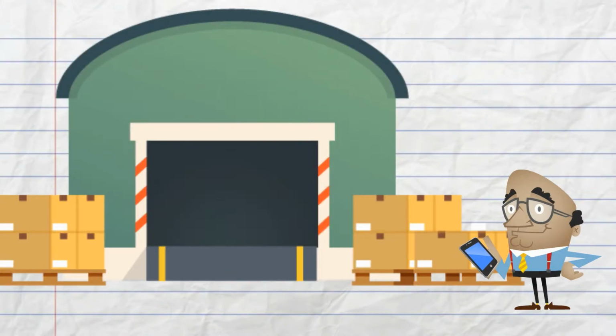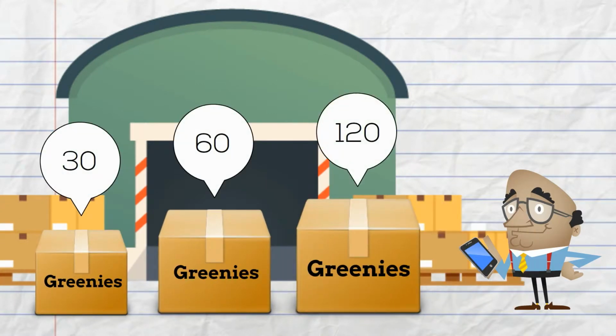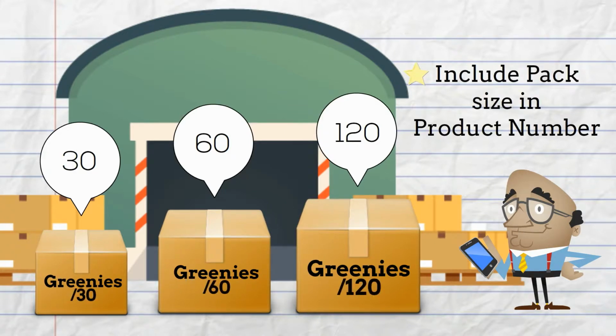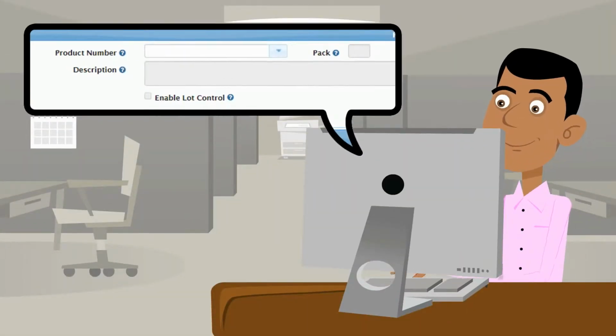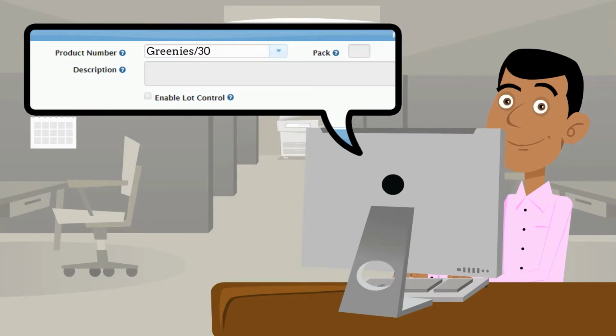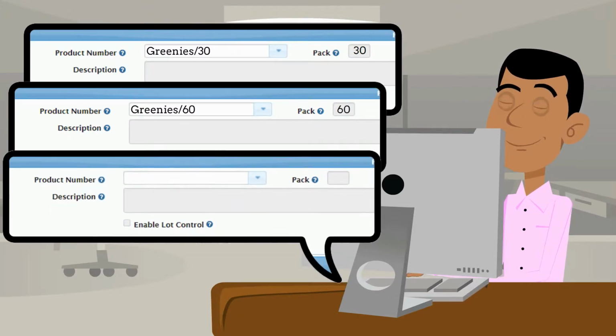You can also sell the product in different packs, let's say 30, 60, and 120. A practical approach is to include the pack as part of the product number. Doing so distinguishes it from the standard pack item. So, you will want to create a non-standard pack item, Greenies/30 with pack 30, a non-standard pack item, Greenies/60 with pack 60, and a non-standard pack item, Greenies/120 with pack 120.